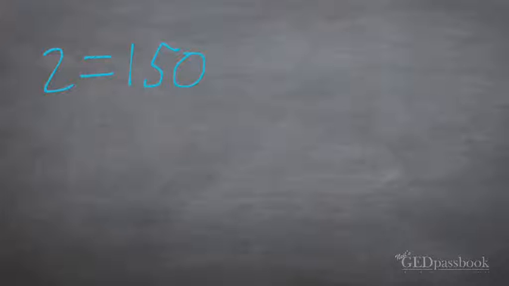A map scale says that 2 inches equals 150 miles. So a map on paper, for every 2 inches, it equals 150 miles in real life. What actual distance would a map distance of 5 inches represent? So again, for every 2 inches, it equals 150 miles in real life.